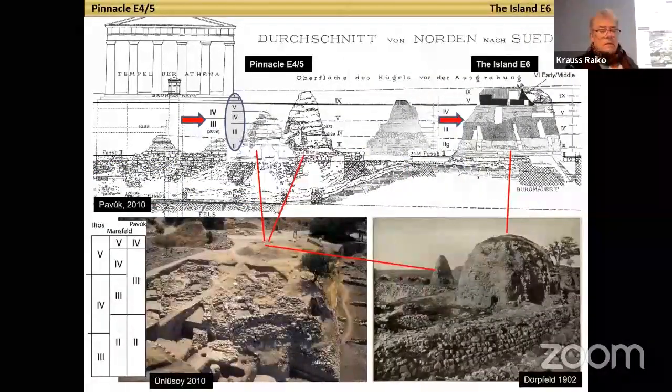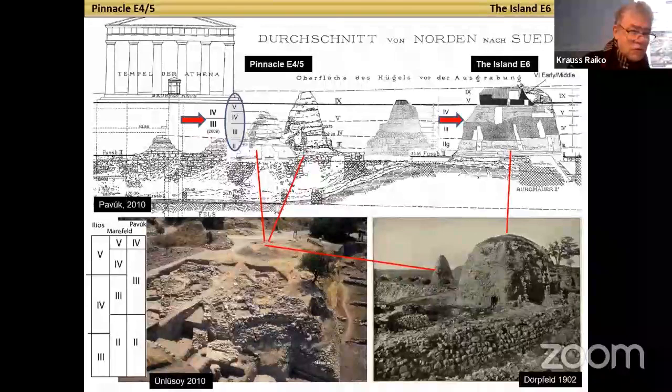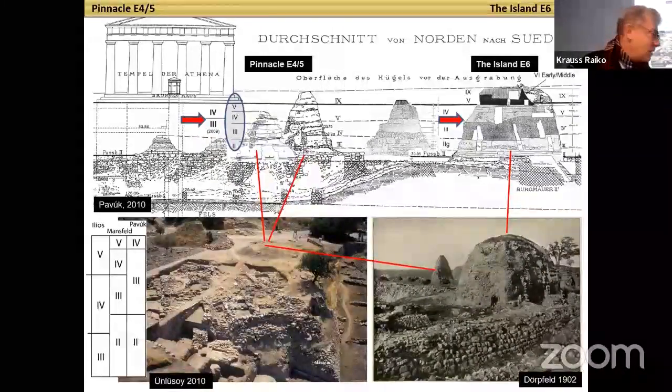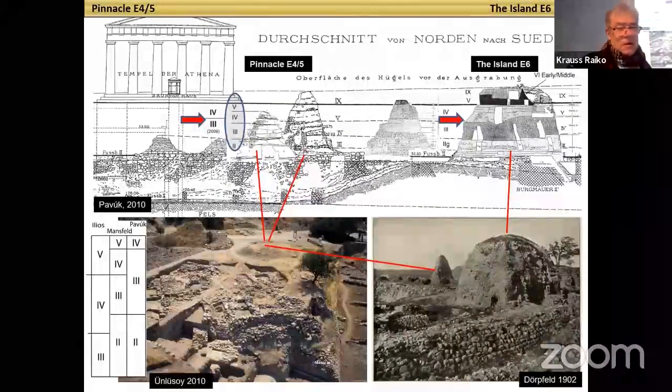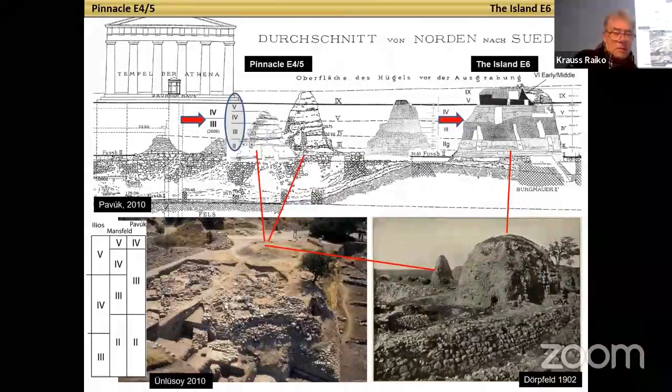Here's a very informative picture, which was made by Peter Pavúk. I should mention that I'm very happy to have been able to work with Peter Pavúk's father. And that was my first correspondence analysis because he was working in the Neolithic Sturovo course. So here's the son, Peter Pavúk.